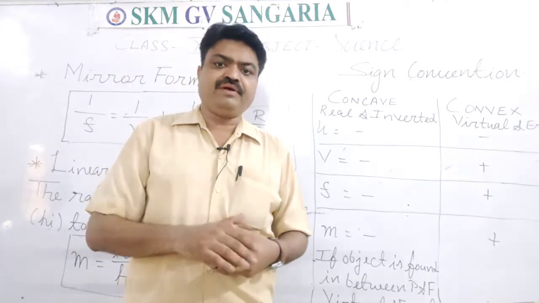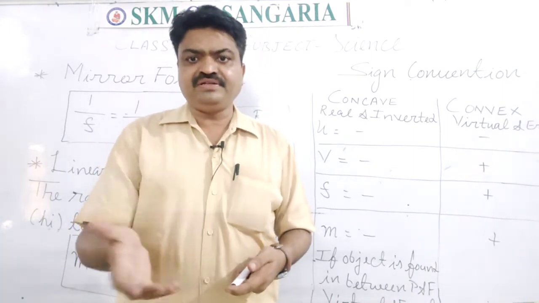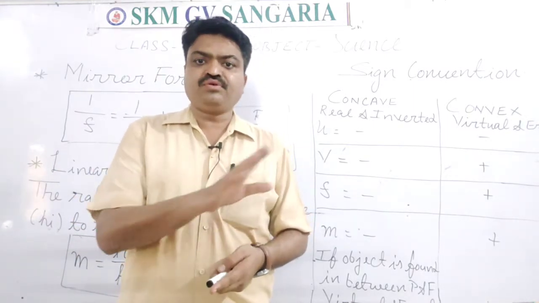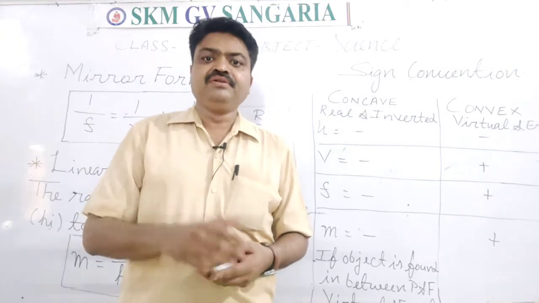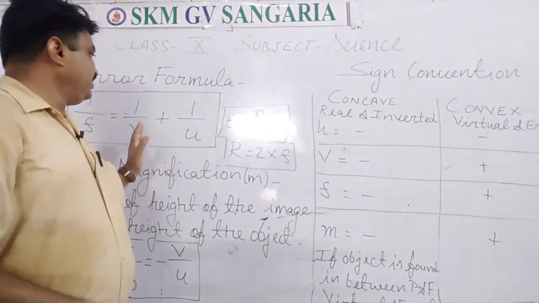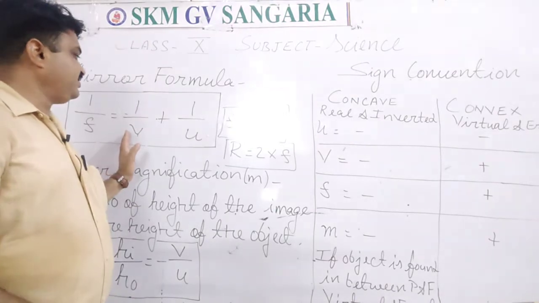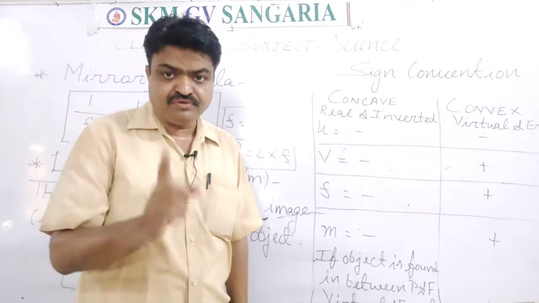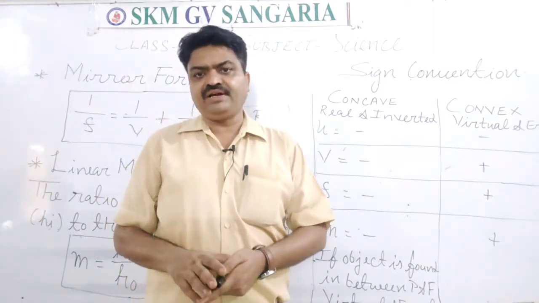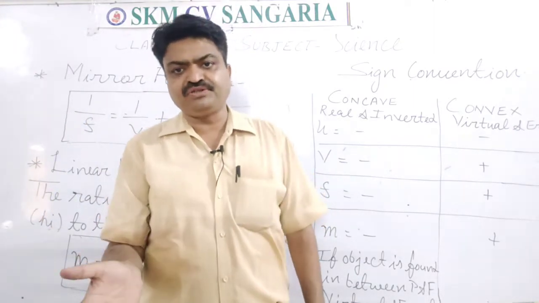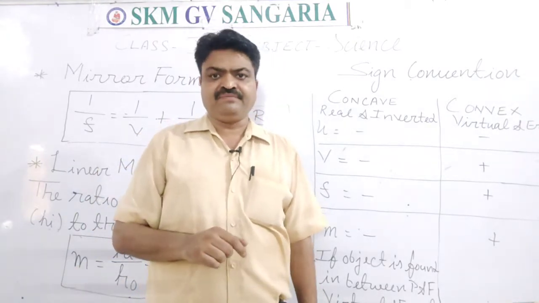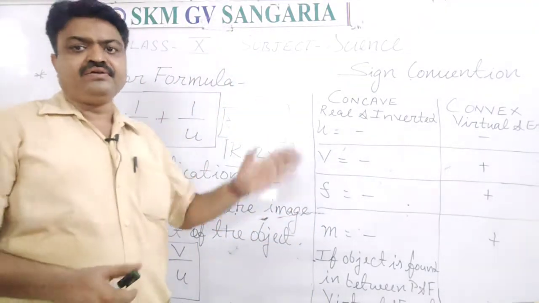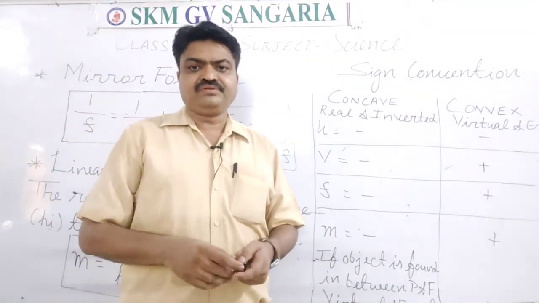And if you know about those signs, then you can easily solve the numerical. Many times students don't know about the sign convention, they know only about the formula. If they put the quantity directly in the formula, they don't get the answer. If they don't know where we use the positive sign and where we use the negative sign, then they can't solve the numericals related to mirrors, student.